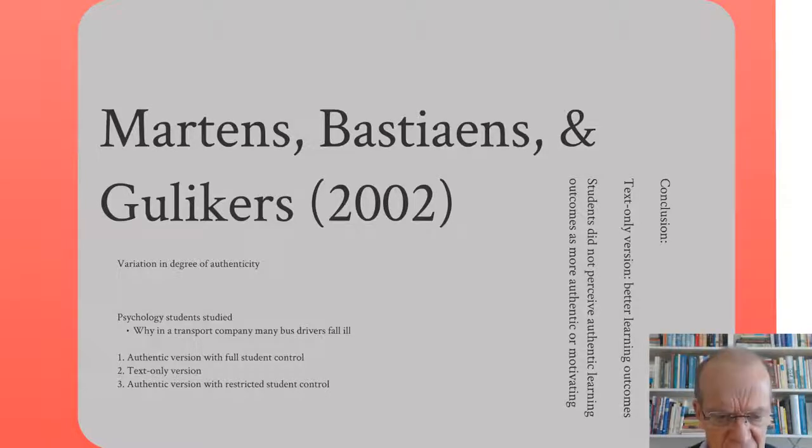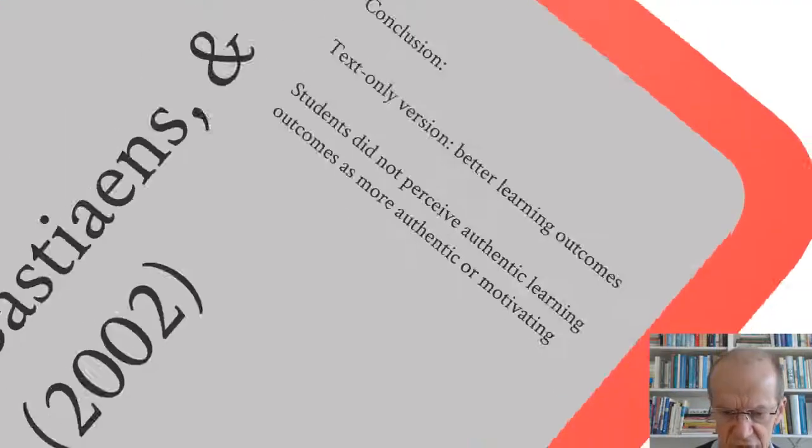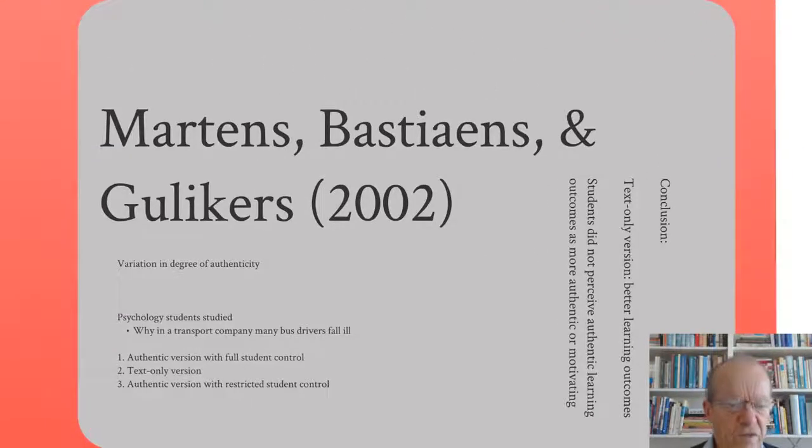And in this study, an environment was offered in which students studied a particular question: why in a transport company many bus drivers fall ill? So there was a simulation environment with all kinds of data included, which allowed the participants to draw conclusions about the relationship between the characteristics of the transport company and this particular outcome variable, the number of bus drivers falling ill.